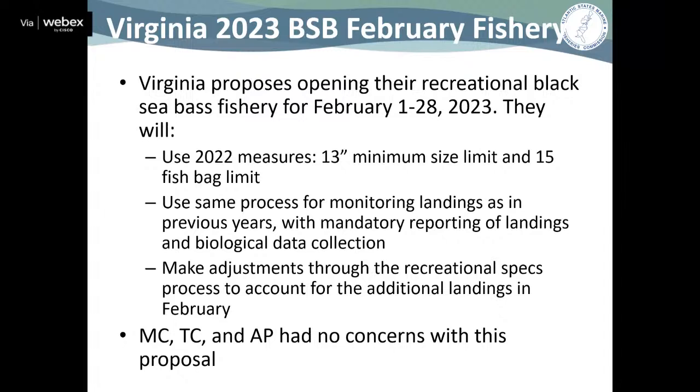And VMRC can use the data collected from these reporting requirements to get an estimate of total landings in pounds for their February fishery. So once the February 2023 harvest has been calculated, VMRC will submit a proposal for season adjustments to the 2023 season to account for their February harvest to the TC for review, which will then come before the board for your approval. This proposal was brought before the monitoring committee, the technical committee, and the advisory panels, which all had no concerns about Virginia's proposal.